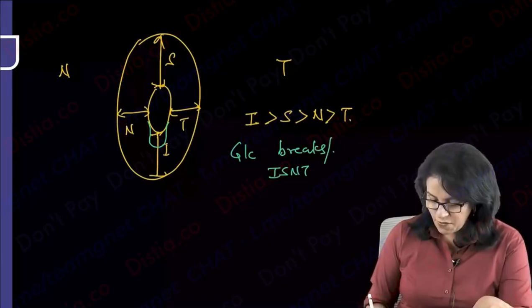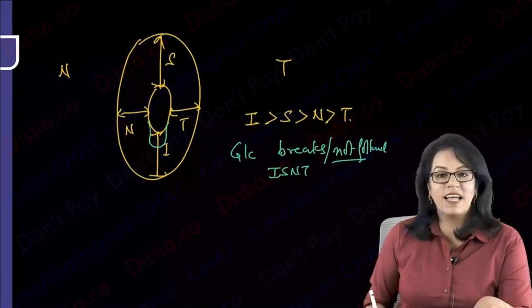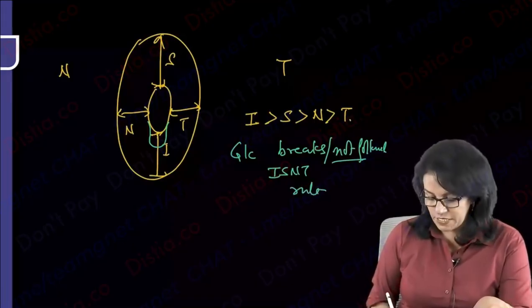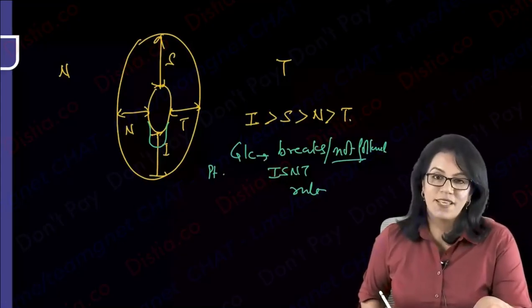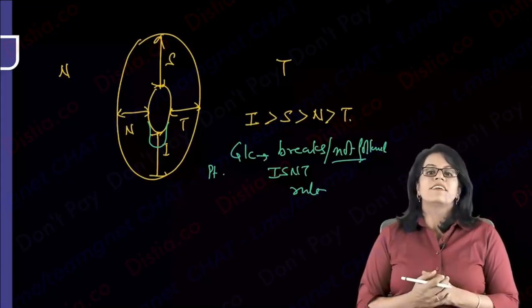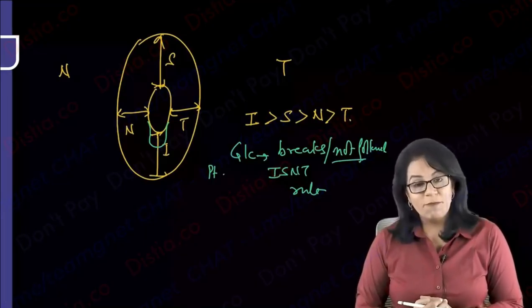Or you can say not followed. That's a better option to say: it does not follow the ISNT rule. In a glaucoma patient, we don't see the ISNT rule being followed because of the damage, right?